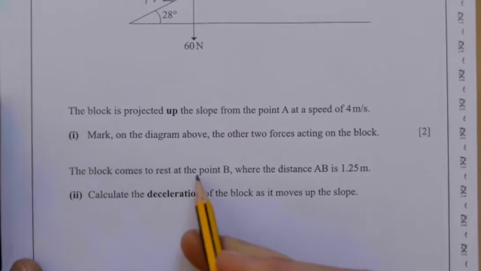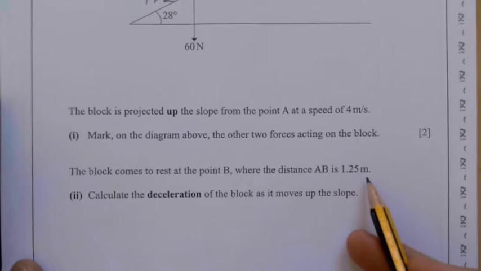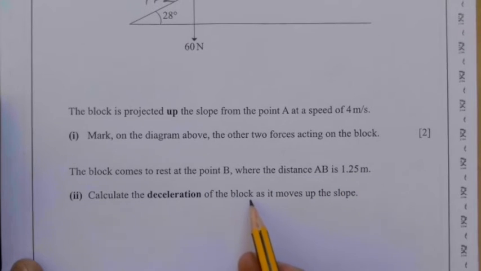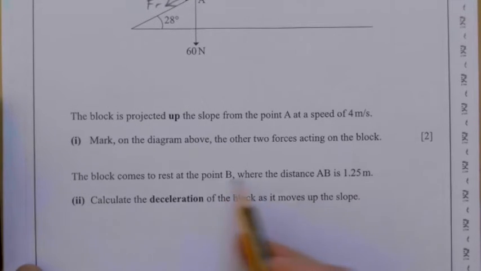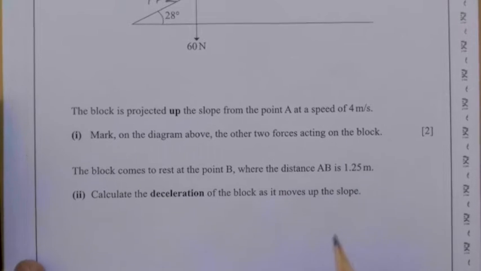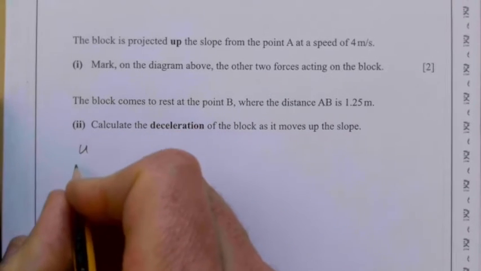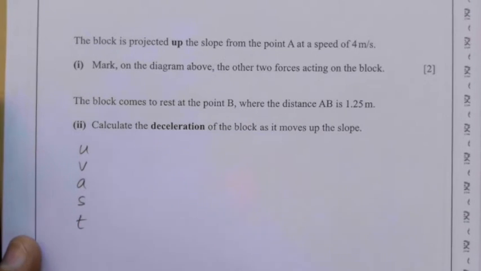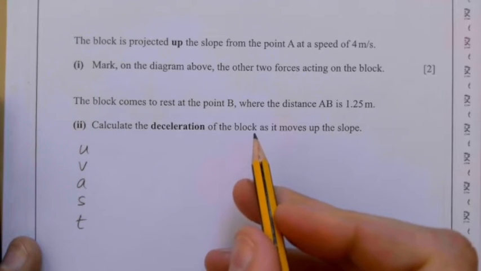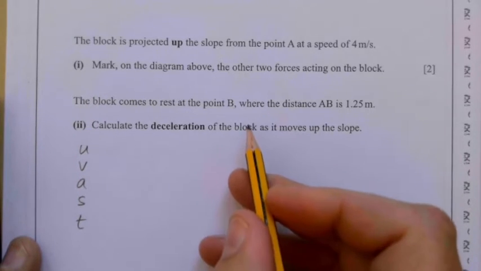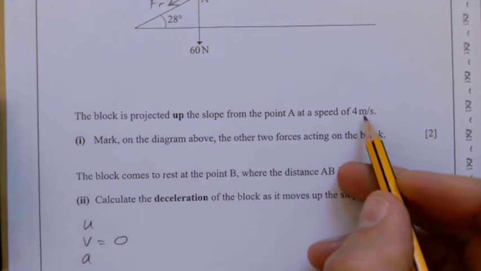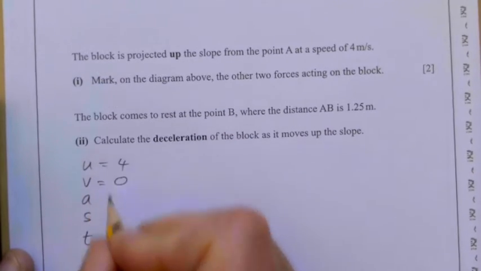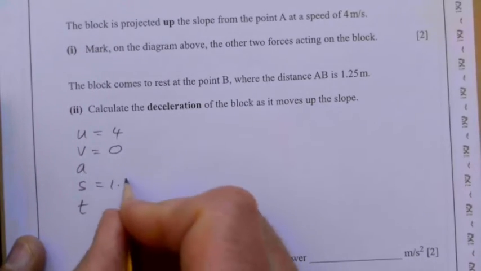The block comes to rest at a point B where the distance AB is 1.25. Calculate the deceleration of the block as it moves up the slope. Again, this can be confusing. In this scenario, they've given us enough information, so we're finding the deceleration, so we're going to use SUVAT for that. U, V, A, S, and T. We know that it comes to rest, so we know V is 0. It's projected up the slope at 4 meters per second, so that's our 4, and then our S is 1.25.